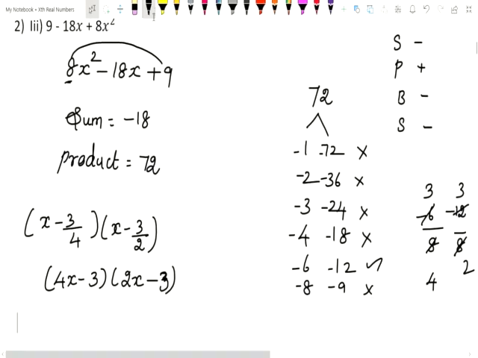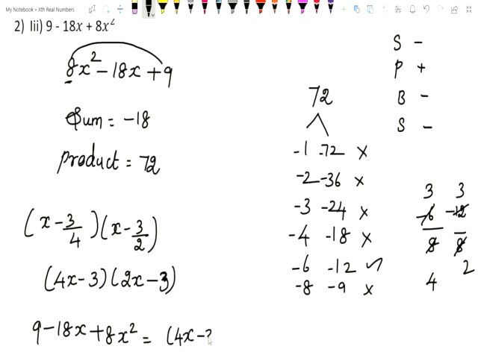What is the answer, children? 9 minus 18x plus 8x square equal to 4x minus 3 into 2x minus 3. Do you understand, children? See the next one.